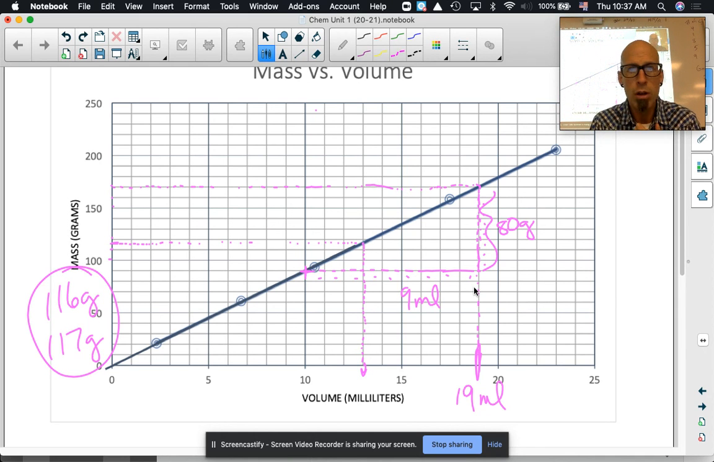And then hopefully you know that mLs and cm cubes are the same, and that both of those are units of measure for volume, and that grams is a unit of measure for mass. And hopefully you understand that the mass to volume ratio is what we call density. So all of those things is what you need to know for quiz or test, whatever you want to call it. So I hope that this last little bit of review helped.